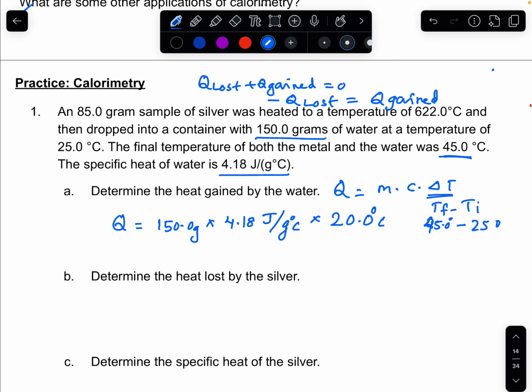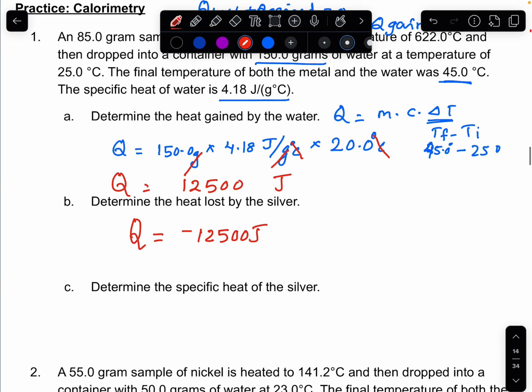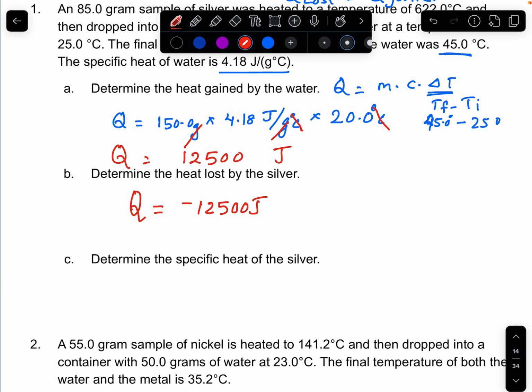Now you will multiply all of this. Why did I write all these units? You have to understand how the units cancel and what unit you get for your final answer, which will be joules, right? So you will get 12,500 joules. Now it asks how much heat is lost by the silver. You don't need to do a calculation. Whatever is gained by the water is the same value for the metal, the only difference being that it is losing, so you add a negative sign: negative 12,500 joules.